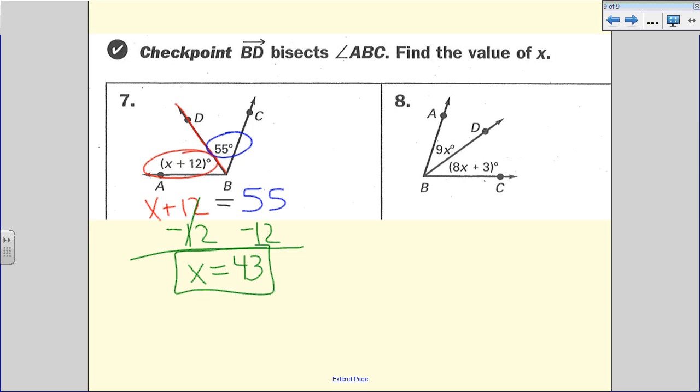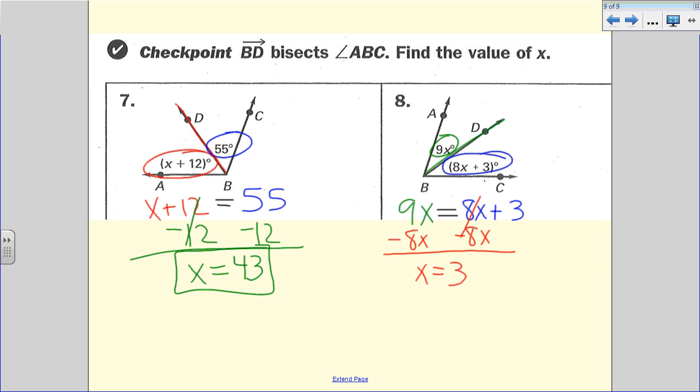And then when we take a look at our next one, I have my angle bisector for the ray. I know that 9x is equal to 8x plus 3, that quantity. Now the difference here, ladies and gentlemen, is it's not a constant that I have on this left-hand side. I have a variable. So your step has to be to move the variable. You're not always going to subtract the constant. Sometimes you have to move the variable. So yeah, x is equal to 3.